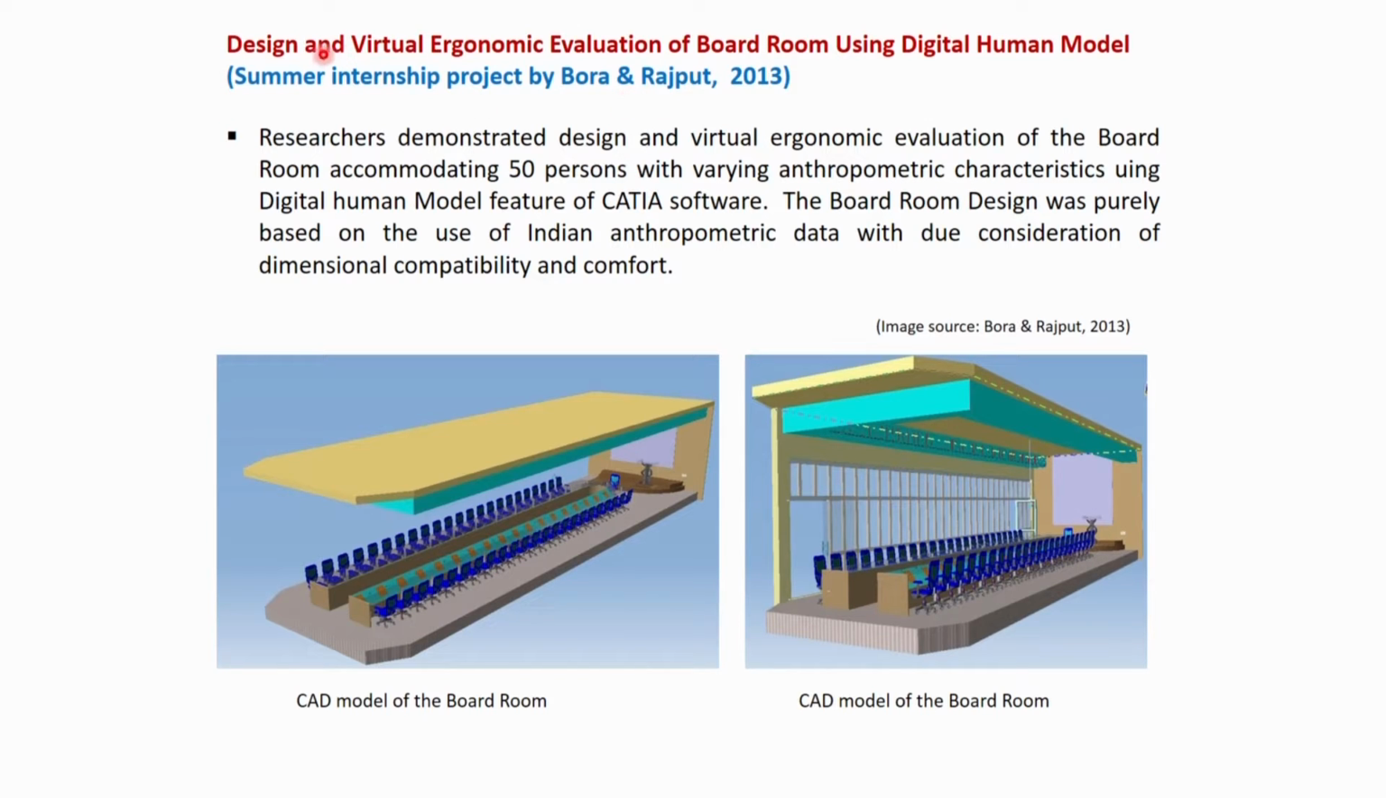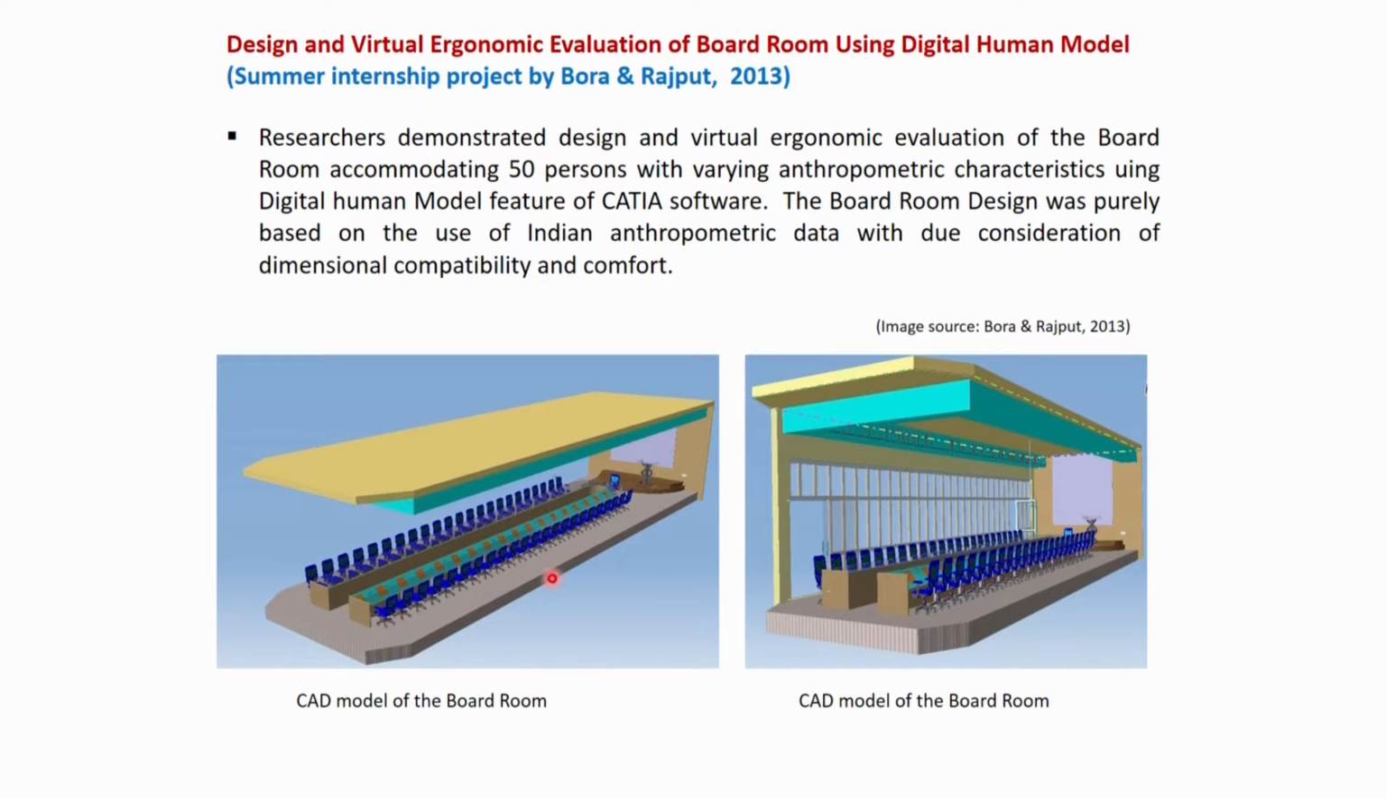So the first project is related to design and virtual ergonomic evaluation of a boardroom using a digital human model. This was done by Bora and Rajput in 2013. The researchers demonstrated design and virtual ergonomic evaluation of a boardroom accommodating 50 persons with varying anthropometric characteristics using the digital human modeling feature of CATIA software. The boardroom design was purely based on Indian anthropometric data with due consideration of dimensional compatibility and comfort.